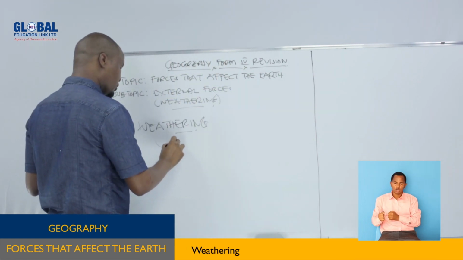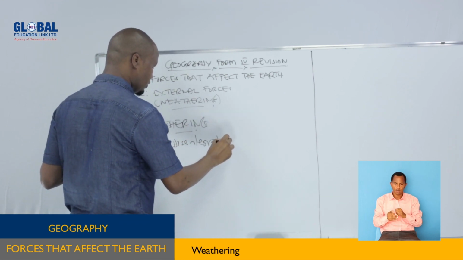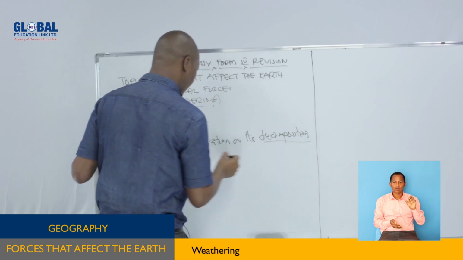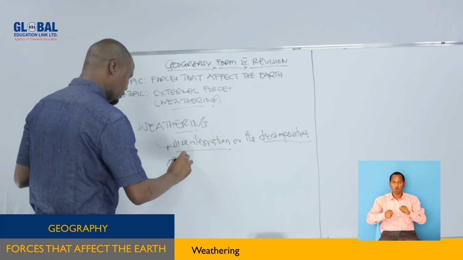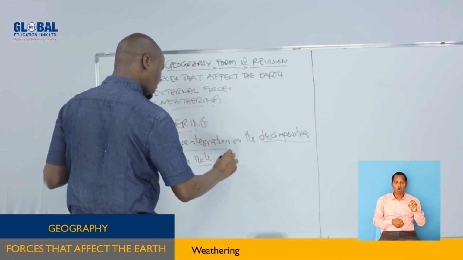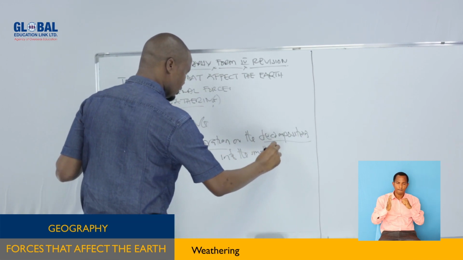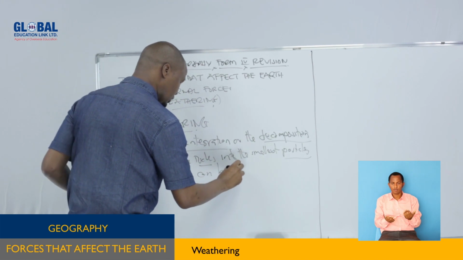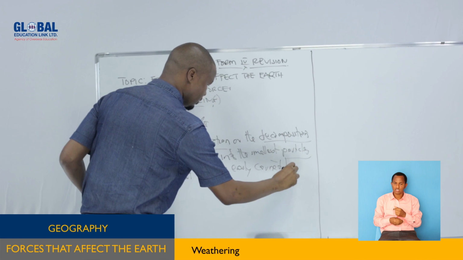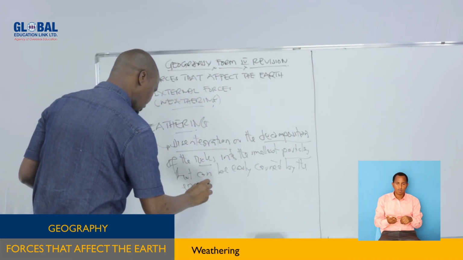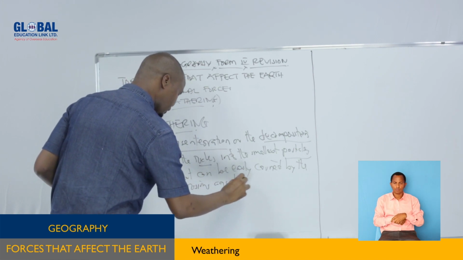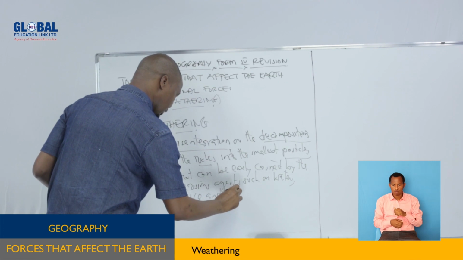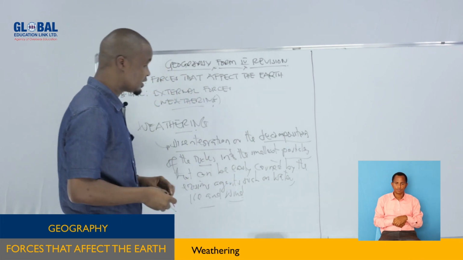So weathering is about the disintegration or the decomposition. Listen to me very carefully. We are talking about either the disintegration or the decomposition of the rocks, especially the large rocks, into the smallest particles that can be easily carried by the erosion agent, such as water, ice, and wind. Are you okay with that? So we are talking about the disintegration of the large rocks.